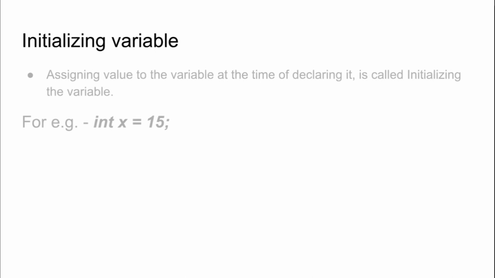Now we can combine both declaration and assigning value to the variable in one step. It is called initialization. So we can write int x equals 15, and this will assign the value to the variable along with the declaration.